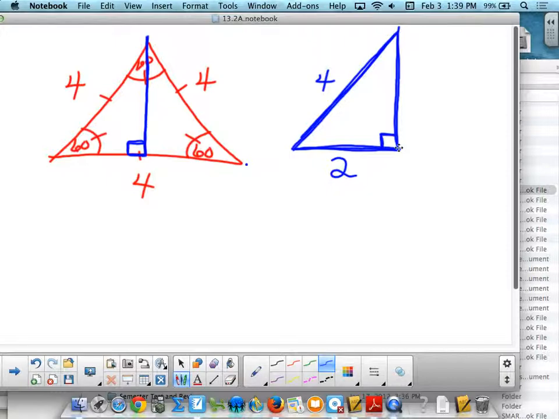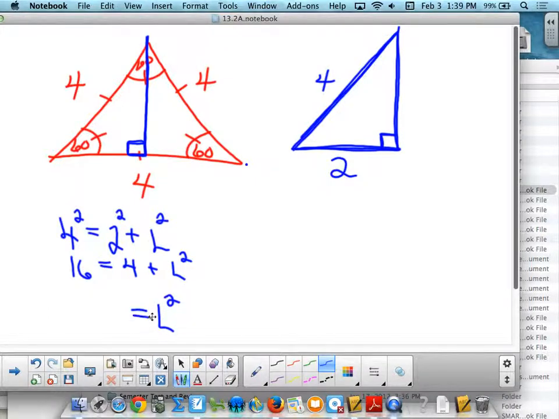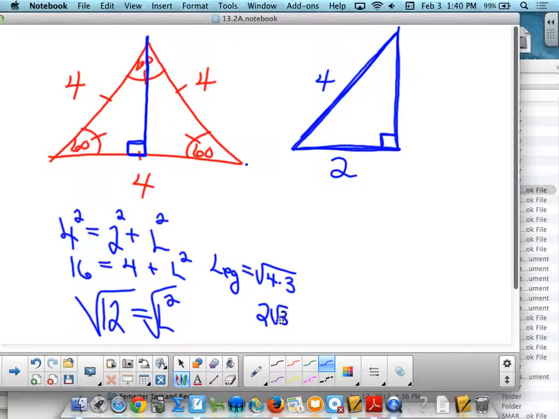Okay, what I was hoping you would say is, if you're missing one side of a right triangle, you would use the Pythagorean theorem. So you'd say hypotenuse squared equals leg squared plus the missing leg, I'll just say L squared. 16 equals 4 plus L squared. L squared, move the 4 over, guys: 12. Take the square root, and your answer becomes my leg equals square root of 12. Well, that's just the square root of what? 4 times 3, which makes 2 root 3. Okay, guess what? I just found the other leg.